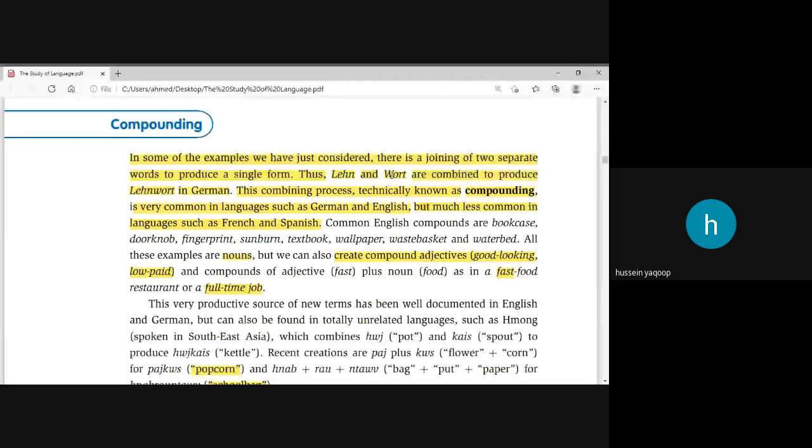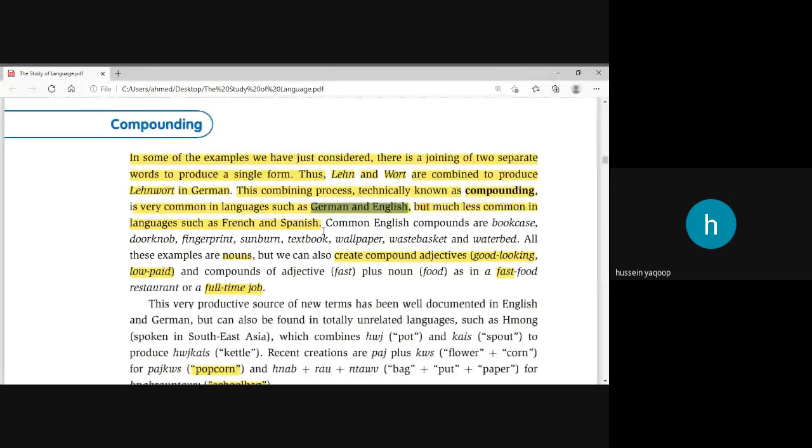Thus, Lan and Wort are combined to produce Lan-Wort in German. This combination process is technically known as compounding, which is very common, not in all languages, but in German and English, it is very widely spread. But in French and Spanish, it is rarely used. For example, we have seat belt, bookstore. Book is one single word, individually it means something. Store also means something. They combine these to form a new compound noun, which is bookstore.